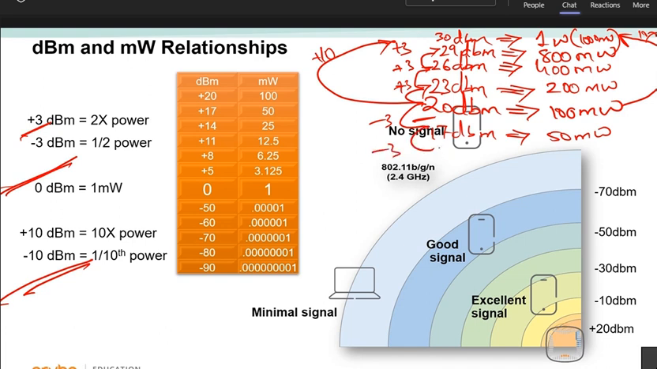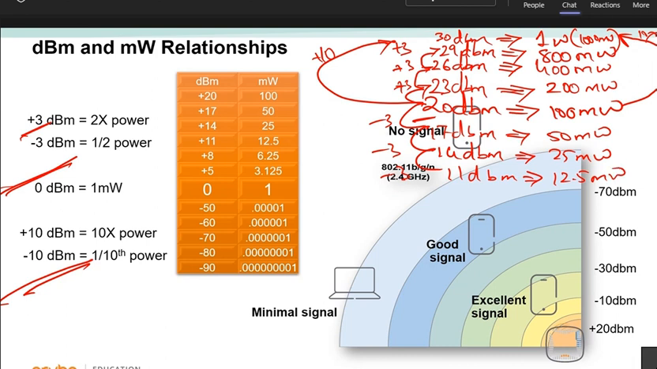I want to reduce more. Let's do minus 3 again. It goes from 17 to 14. What happens to my actual power level? It reduces by half. Let's do one more time, minus 3 dBm, from 14 to 11 dBm. What happens to my actual power level? It reduces in half, from 25 milliwatts to 12.5.